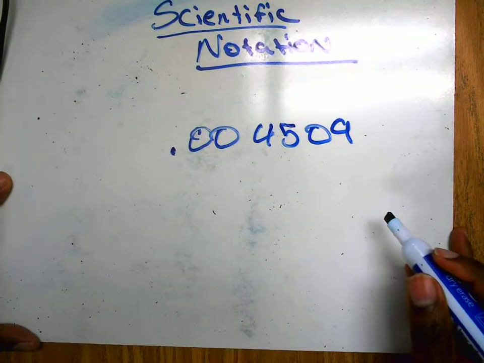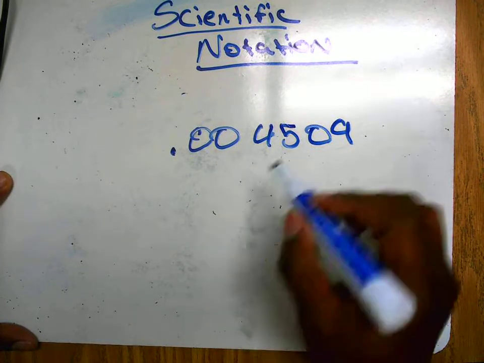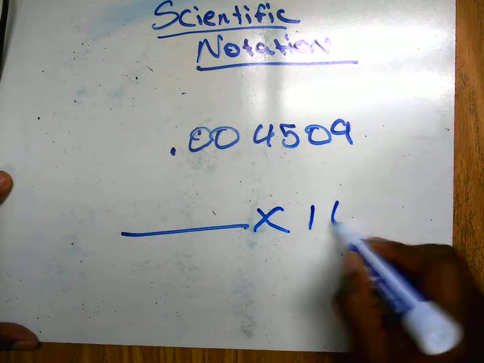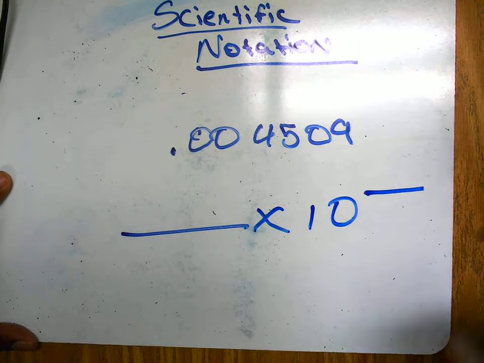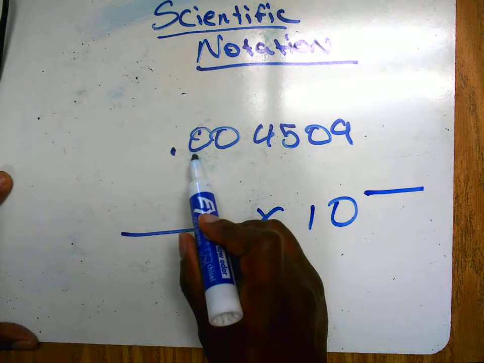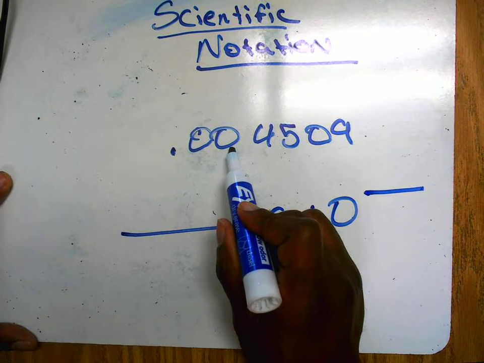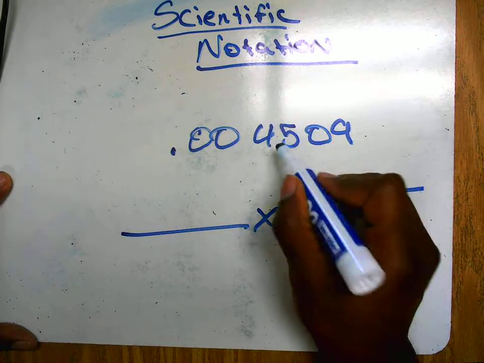Alright, so now we have a number, 0.004509. We want to make this in scientific notation. Same rules apply. You find the first number that's not 0. So that's a 0, so we're not going to put the decimal there. That's a 0, so we're not going to put the decimal there. Oh, we have a number that's not 0, 4.